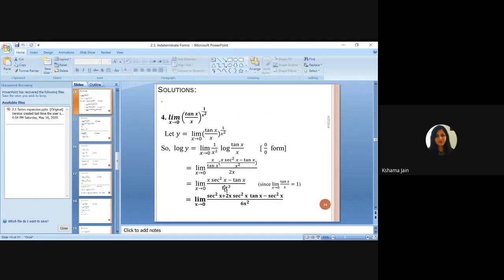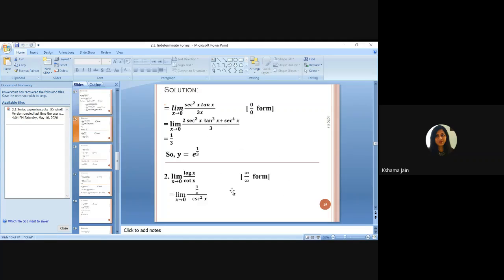Since you can see an x cube term in the denominator, around 3 times we need to differentiate again and again. And ultimately we got log y equal to 1 by 3. Because originally we need to find the value of y, not log y, for y we need to take the anti-log. So e raised to the power 1 by 3.